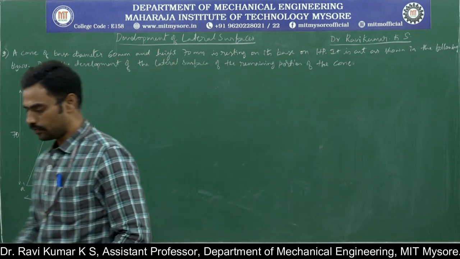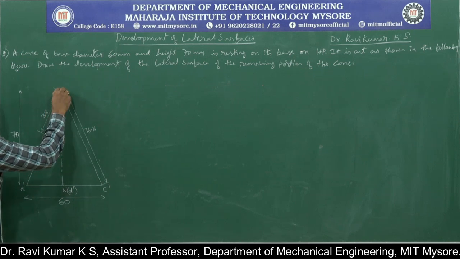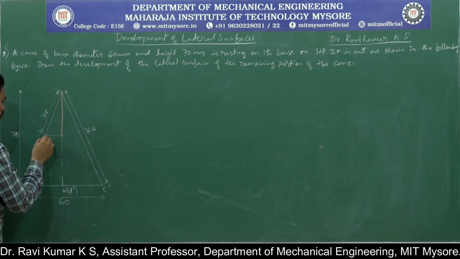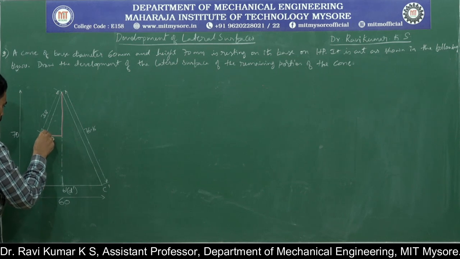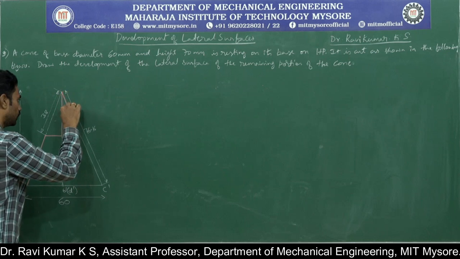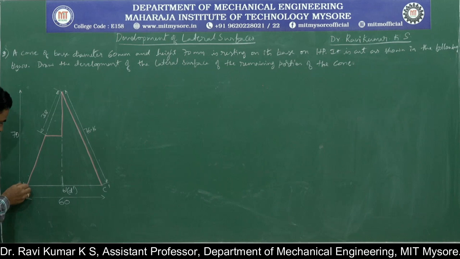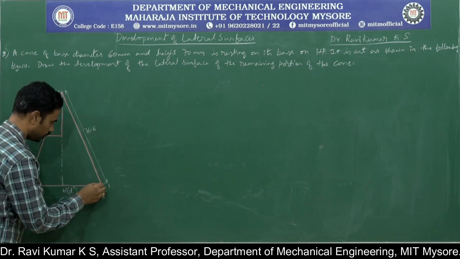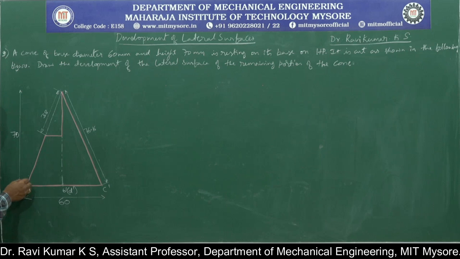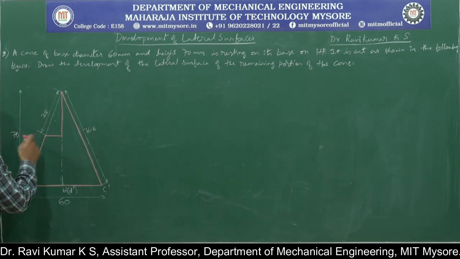Okay, so this is the front view given along with the problem. This is the retained portion, this is the retained portion, and this is the retained portion. Again, this is the retained portion, and this is the retained portion. Only the pink color lines are the portion of the cone to be retained and to be drawn for the development. Okay, this is the cutoff portion.